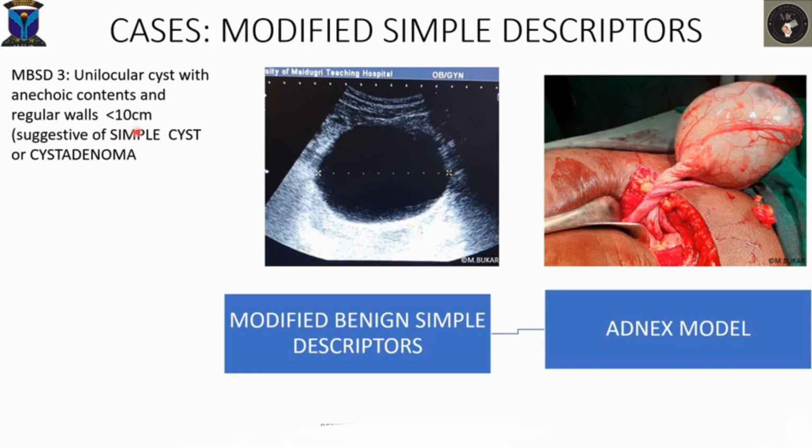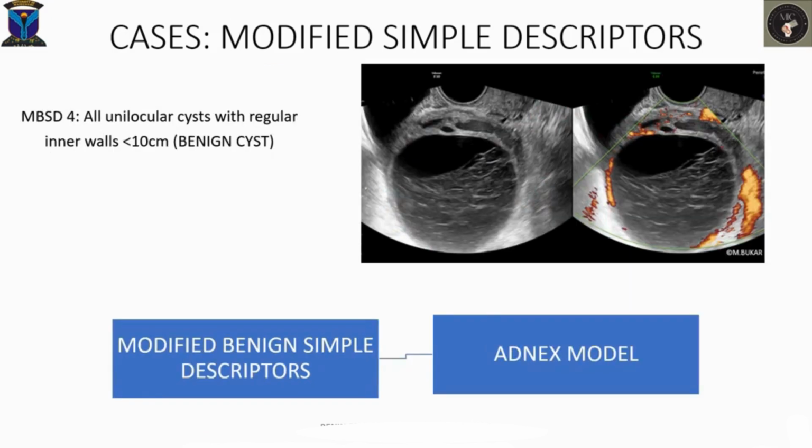This is modified simple descriptor 3, a unilocular cyst with anechoic contents and regular walls less than 10 centimeters, or a simple cyst or cystadenoma. Actually, this turned out to be a cystadenoma in a 49-year-old. So does the modified benign simple descriptor apply here? Yes, it does. So there is no need for the ADNEX model. This is a unilocular cyst with regular inner walls less than 10 centimeters. Does the benign simple descriptor apply here? Yes, it applies. So do we need to use the ADNEX model? No, we don't.